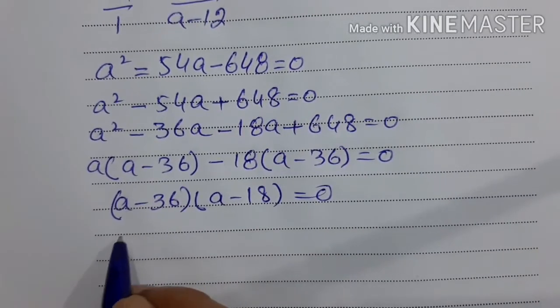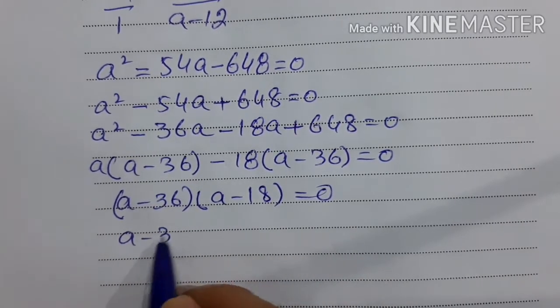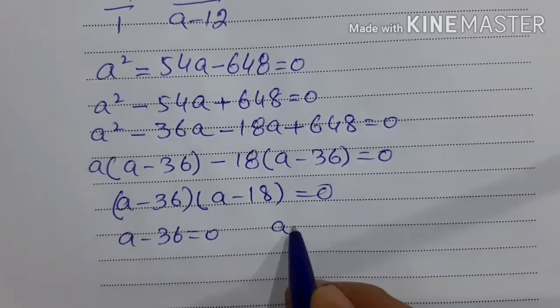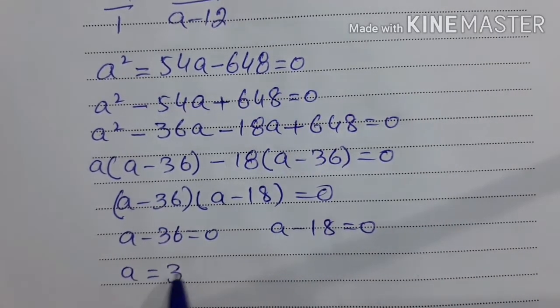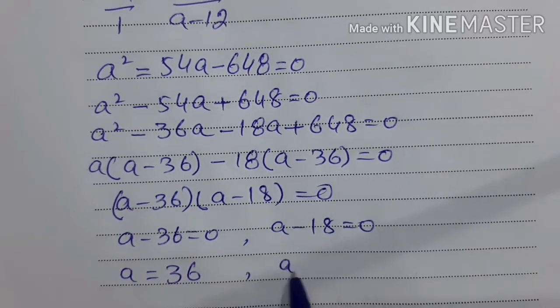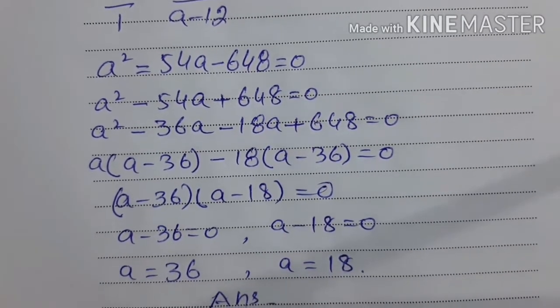So both will be equal to 0. A minus 36 is equal to 0, A minus 18 is equal to 0. So A is equal to 36, A is equal to 18. So these are our answers.